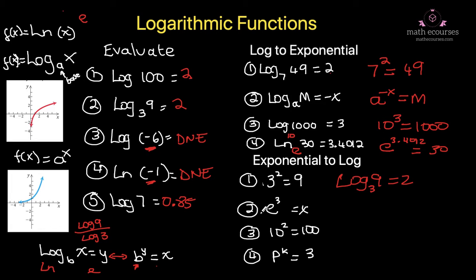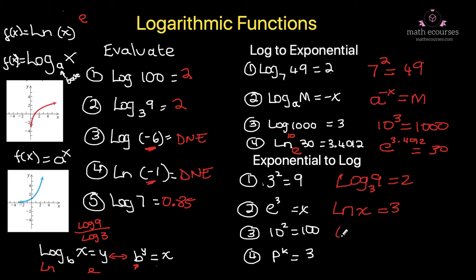For number 2, I have an e, so I have to use natural log, and you don't need to write the e. Normally you would write that in the base. We don't need to write that. You would just write ln, normally would be e, and then go to the outside, which is x, equals what's next to your base, which is 3.